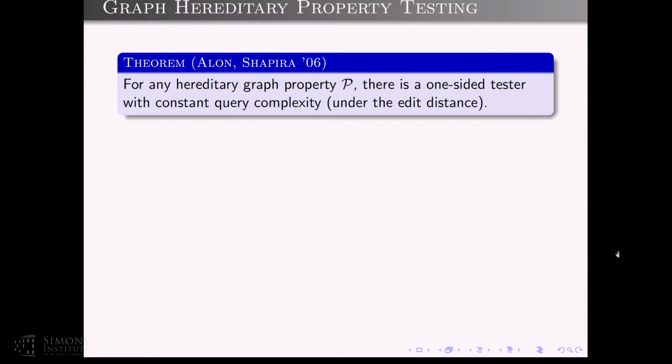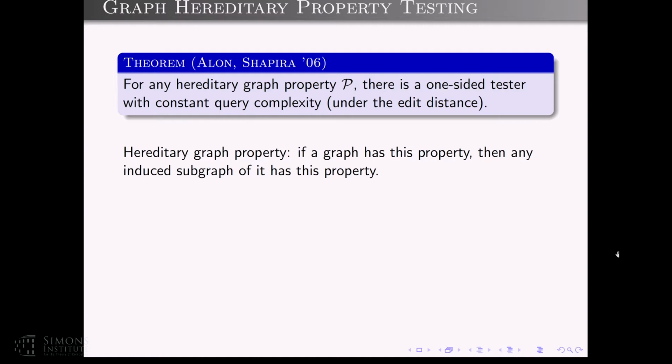A very beautiful and nice general result in this field is by Alon and Shapira in 2006. They showed that for any hereditary graph property P, which is a general property for graphs, there exists a one-sided tester. So you only allow a mistake when the graph is far away from this property. And they show this tester has constant query complexity. The metric they use is the edit distance, which is a very natural metric for graphs. The edit distance is the fraction of edges you have to change, add or delete, in order to change from one graph to the other.